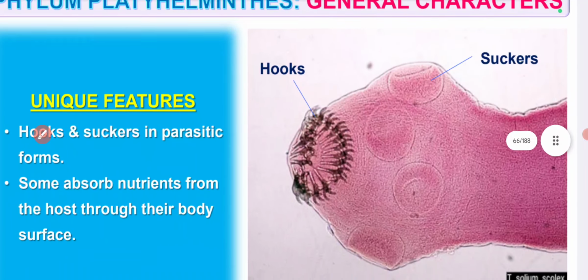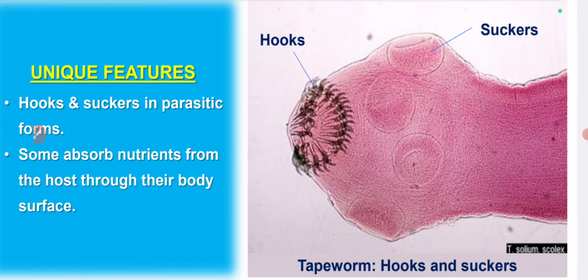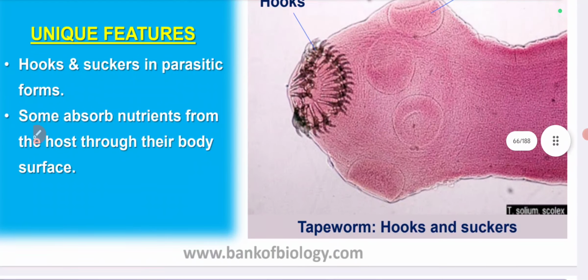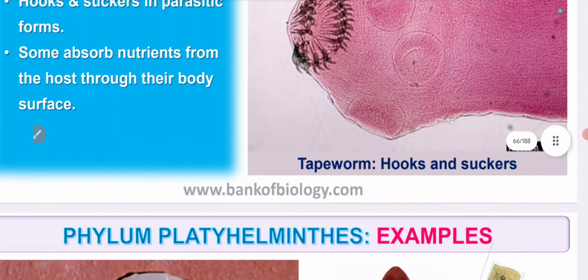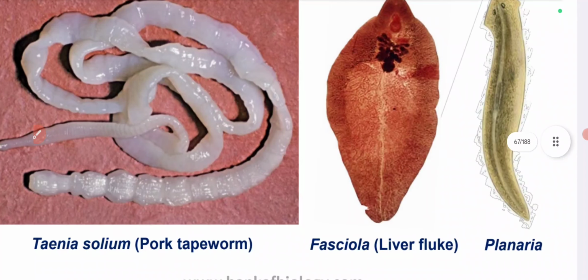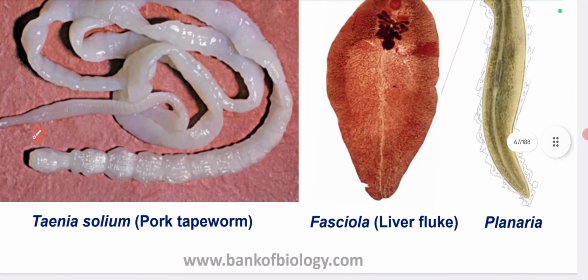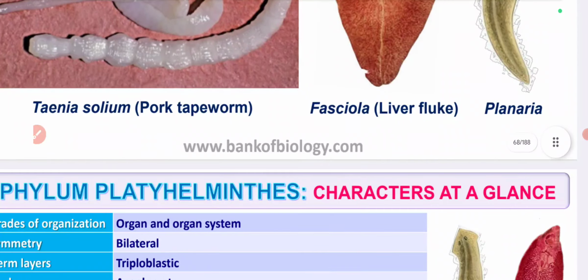Some unique features are hooks and suckers in parasitic forms. If the parasites are there, then hooks and suckers are present. Some absorb nutrients from the host through their body surface. Here in the diagram, the tapeworm shows hooks and suckers. Examples: Taenia solium, pork tapeworm, Fasciola, liver fluke, and planaria.